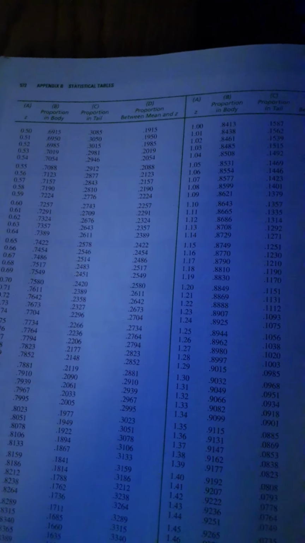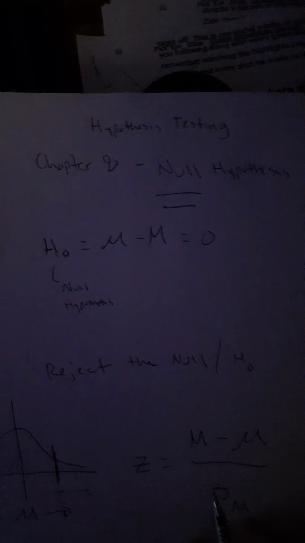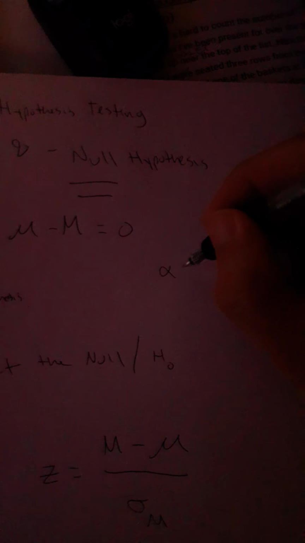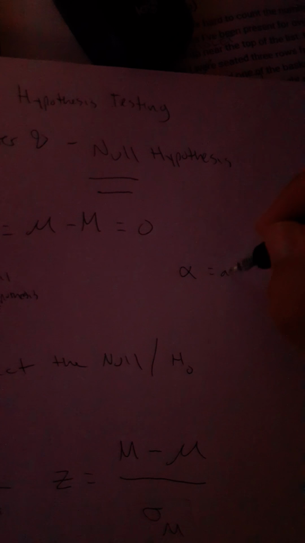Because remember then, using this whole thing, it allows us, 571 Appendix B, sorry, my bad, gives us a given z, and then tells us how much of the population is above it, below it. The whole basis of null hypothesis testing in general is this idea of alpha level.